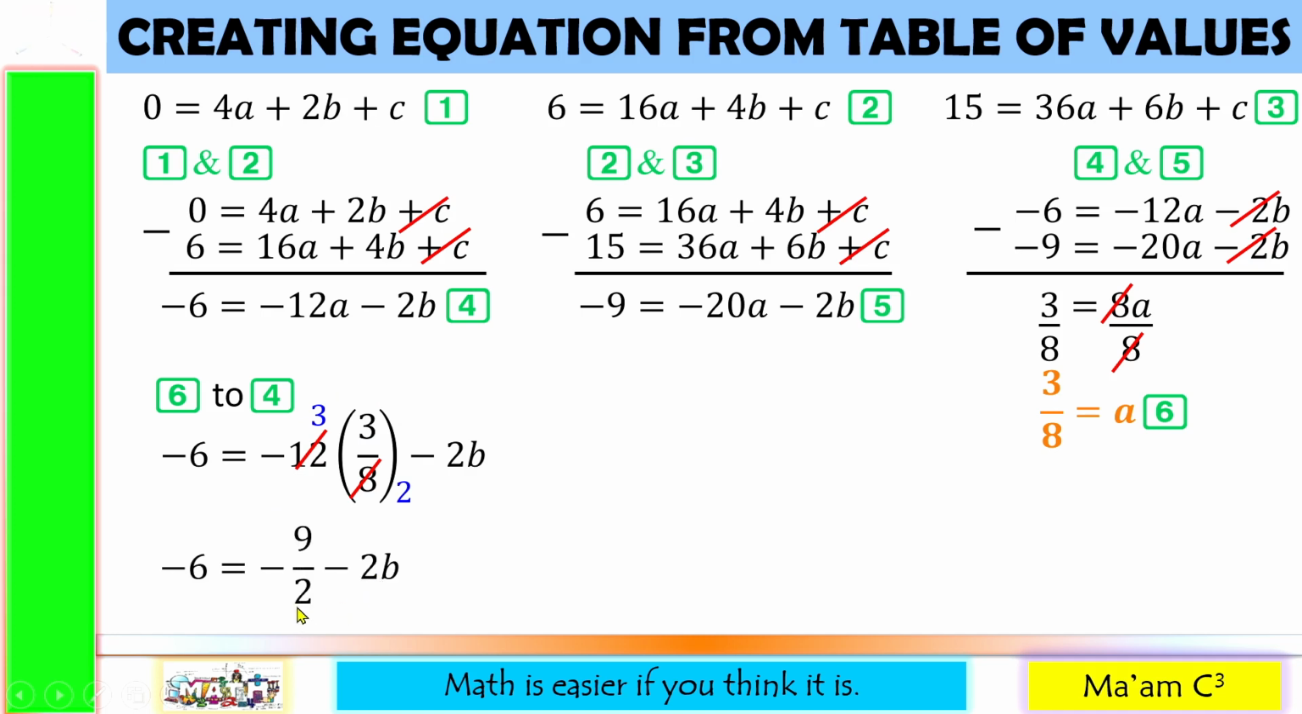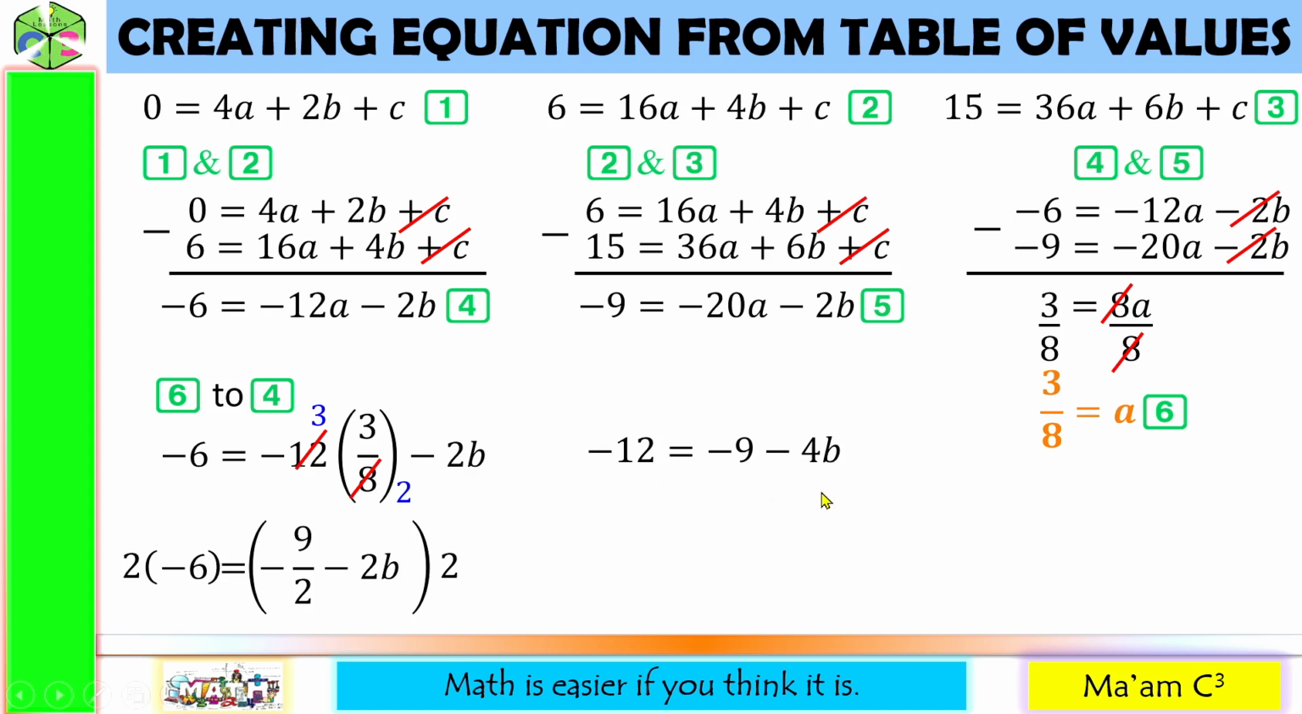I am going to eliminate first this denominator. To do that, I am going to multiply both sides by 2. 2 times negative 6 is negative 12. And then distributing 2, 2 and 2 here will cancel out. So I have negative 9. And then 2 times negative 2b is negative 4b.